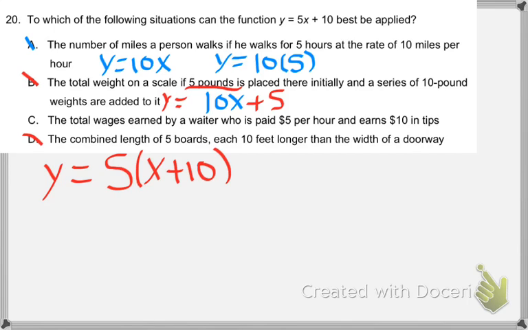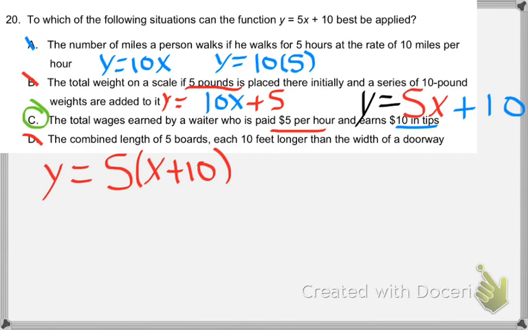It says $5 per hour, meaning 5 is happening more than once, and earns $10 in tips. Oh, that's just it, $10 in tips. That only happens once, so that does not get multiplied by anything. So this 5 per, or 5 for every, that's an indicator that 5 is going to be multiplied by something. Well, that $10 in tips only happens once. So we have 5x plus 10. That's our equation for option C.